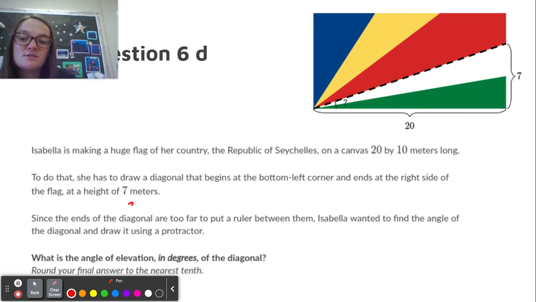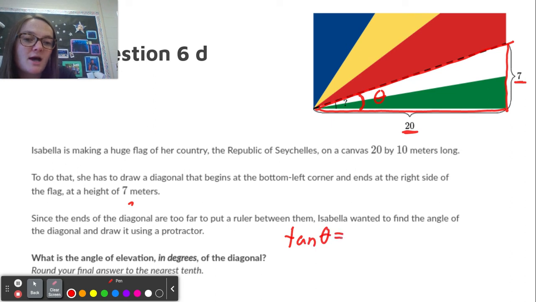So this question's a little different. We've so far only been solving for side lengths. Now we want to solve for an angle. So using this triangle here, we basically want to solve for this angle theta. Given what we know, opposite and adjacent, we're going to set up tangent of theta is equal to opposite over adjacent.